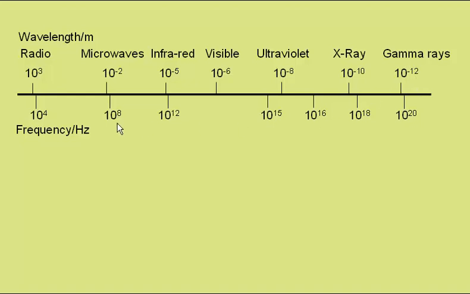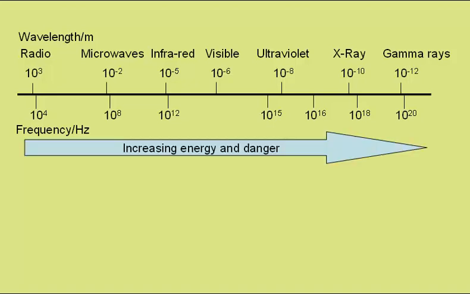The frequencies range from 10,000 Hz here, 10 to the 4 Hz, up to a massive 10 to the 20 Hz. As we go from left to right on this chart, we're increasing the energy and the danger of the radiation. You'll also notice that as the wavelength reduces, the frequency is increasing.